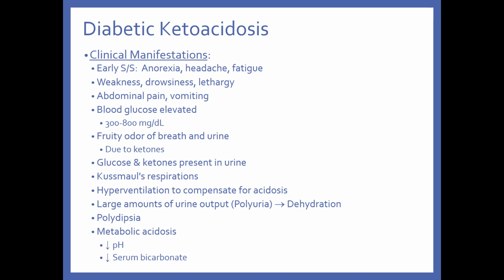If they were to draw ABGs on a person coming in with DKA, typically their pH is below 7.30. It is very acidic, and their serum bicarb is significantly decreased as well, usually below 18. And so those are definitely big red flags as well.